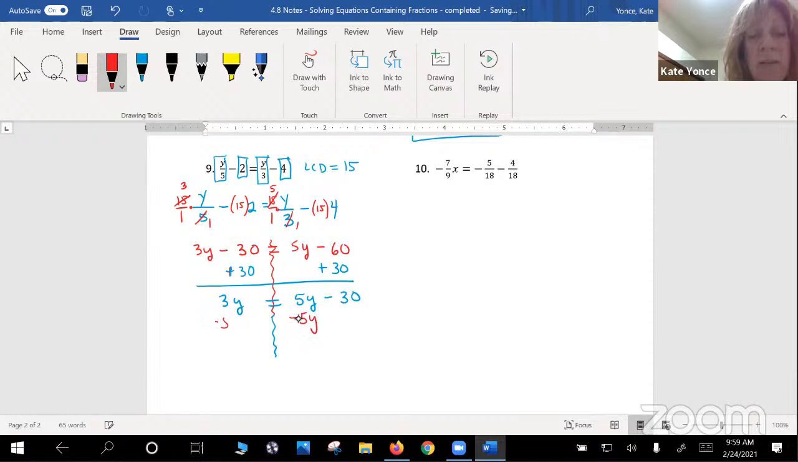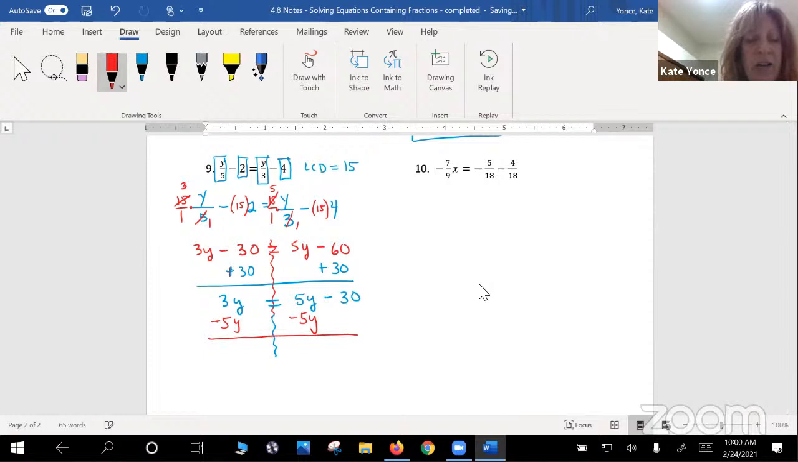It really doesn't matter if you're sitting there thinking, I'm not sure if I move the 3y or the 30 or the 5y or the 60. You can choose any of those four terms, as long as then your next step, if that moved your variables to one side, you make sure you move your constants to the opposite side. And with your step, you moved your constant to the right. So that means your variables need to go to the other side.